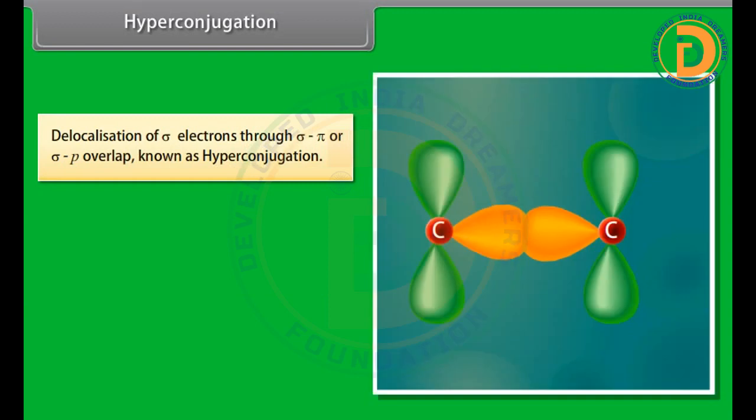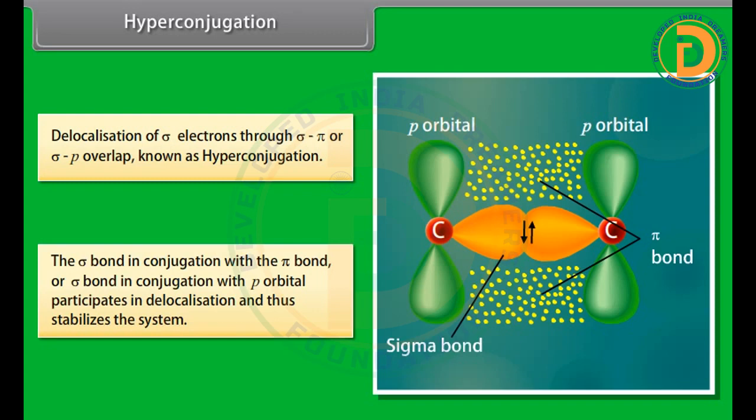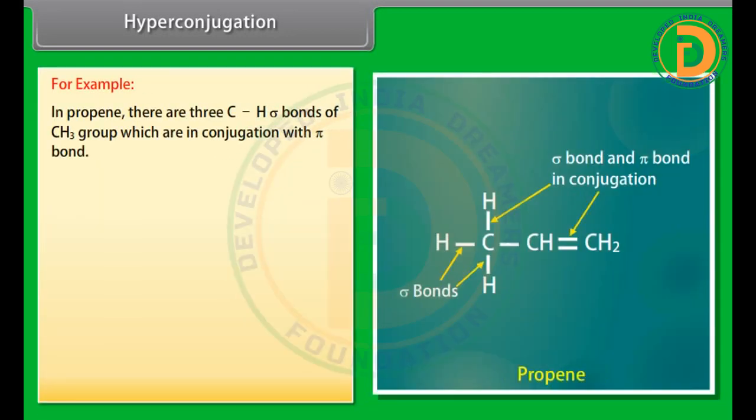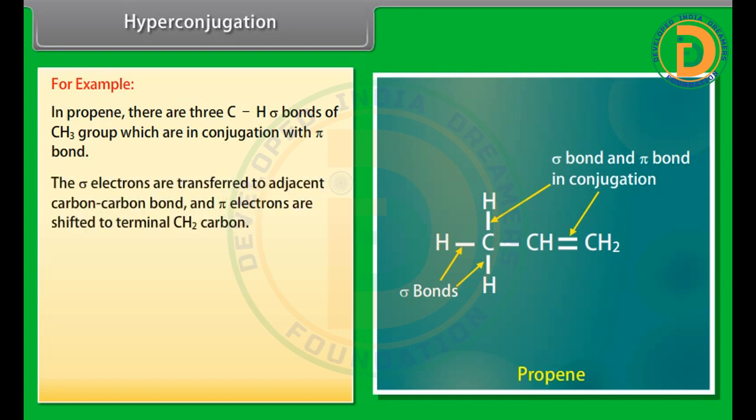Hyperconjugation. Delocalization of sigma electrons through sigma-pi or sigma-p overlap is known as hyperconjugation. The sigma bond in conjugation with the pi bond, or the sigma bond in conjugation with the p orbital, participates in delocalization and thus stabilizes the system. For example, in propene there are three C-H sigma bonds of the CH3 group which are in conjugation with the pi bond. The sigma electrons are transferred to the adjacent carbon-carbon bond and the pi electrons are shifted to the terminal CH2 carbon.